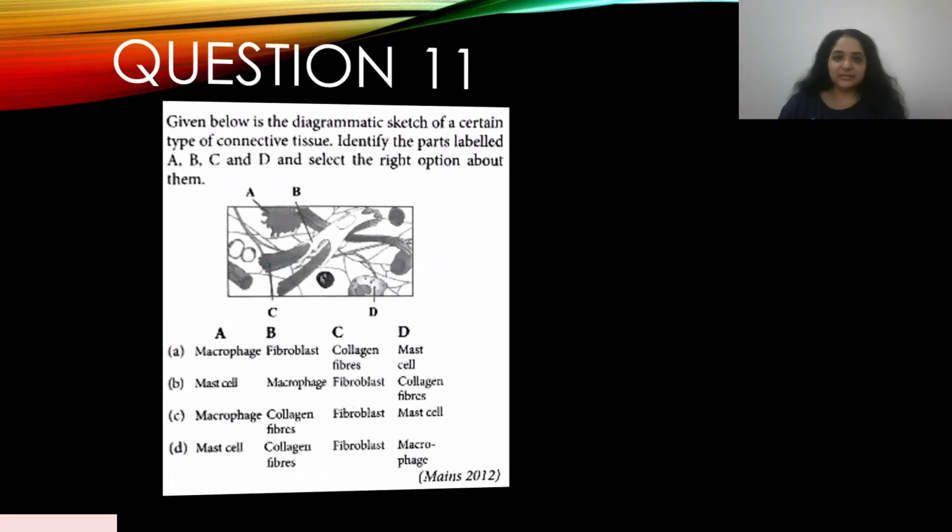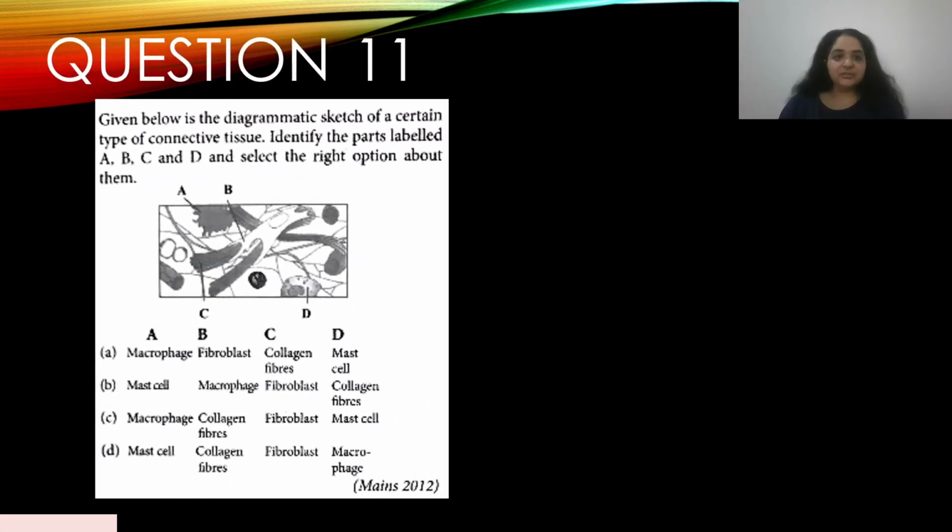This was easy. Question number 11. Given below is a diagrammatic sketch of a certain type of connective tissue. Identify the parts labeled A, B, C, and D and select the right option about them. If you have read NCERT, you know this diagram is very familiar. This appeared in mains 2012.